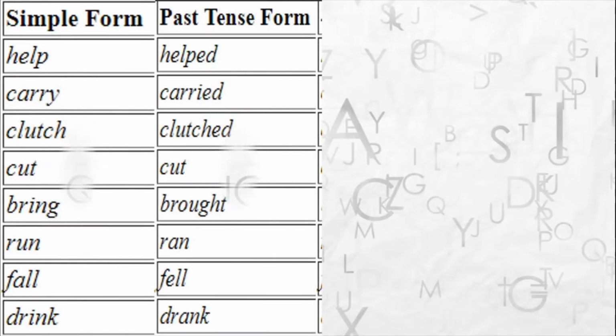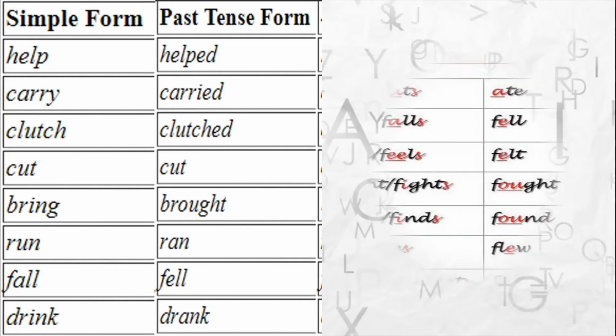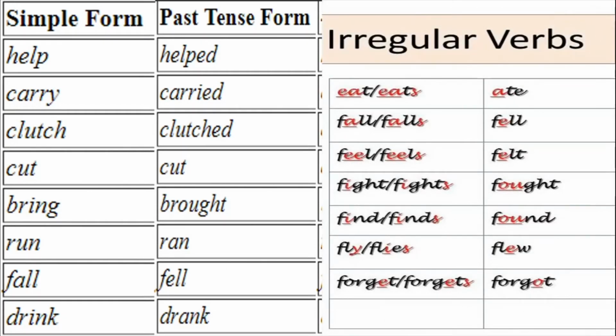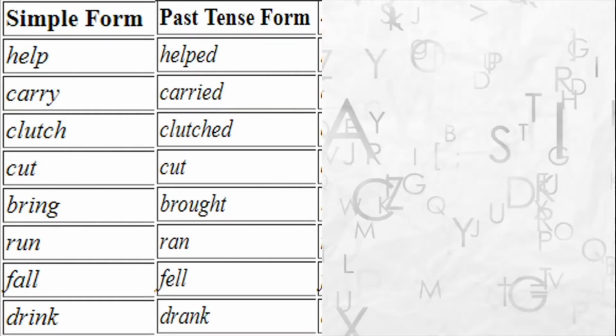Let us move on and look at some more examples here so that the idea is clear to you. First we will look at the regular ones and then the irregular ones, or we look at all of them together. So, a mixed bag: help is helped, carry is carried, clutch is clutched, cut is cut. See, it is not changing.